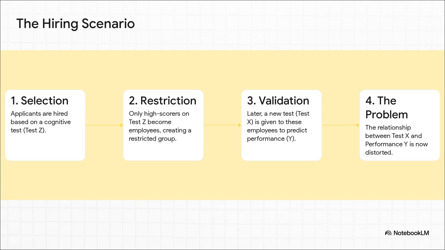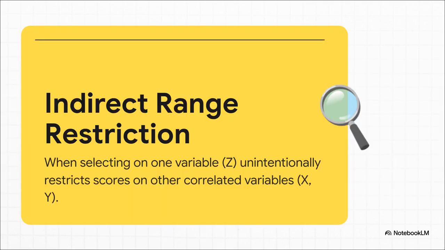This isn't a random group of people anymore. It's a pre-filtered group of high scores from that first test. And since that initial cognitive test is probably related to both personality and performance, the relationships you're seeing now are all distorted. The data is compromised before you even start. So, to put it simply, indirect range restriction is what happens when you filter a group based on one thing and it unintentionally squeezes the data for other related things. It's kind of like trying to judge the entire rainbow by only looking at shades of blue. You're just not getting the whole picture, and any conclusion you come to is going to be skewed.